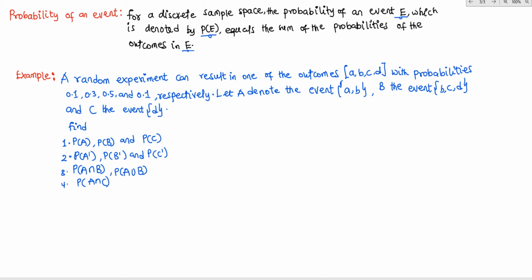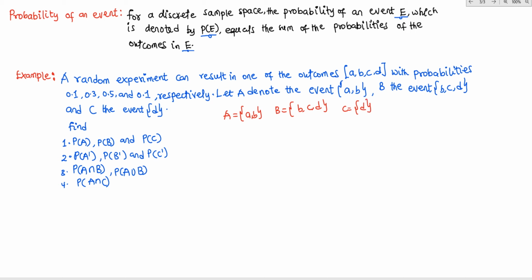So we've been given a sample space. The sample space is A, B, C, D, and then we have events A, B, and C. We are going to be asked to find the probabilities of the events and then combined events. So for event A, we have the outcomes A and B. For event B, we have the outcomes B, C, D. And for event C, we have the outcome D.